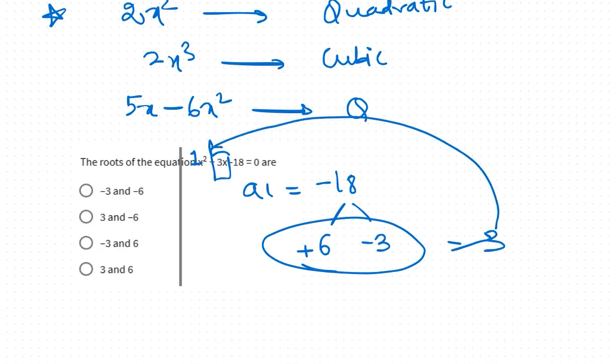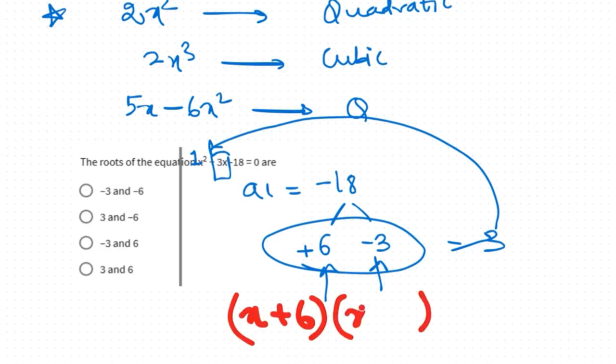From here, I'll tell you the trick. What happens is 6 and minus 3, right? So x plus 6 multiplied by x minus 3. This is the factorization, not the root, okay? It is still equal to 0.